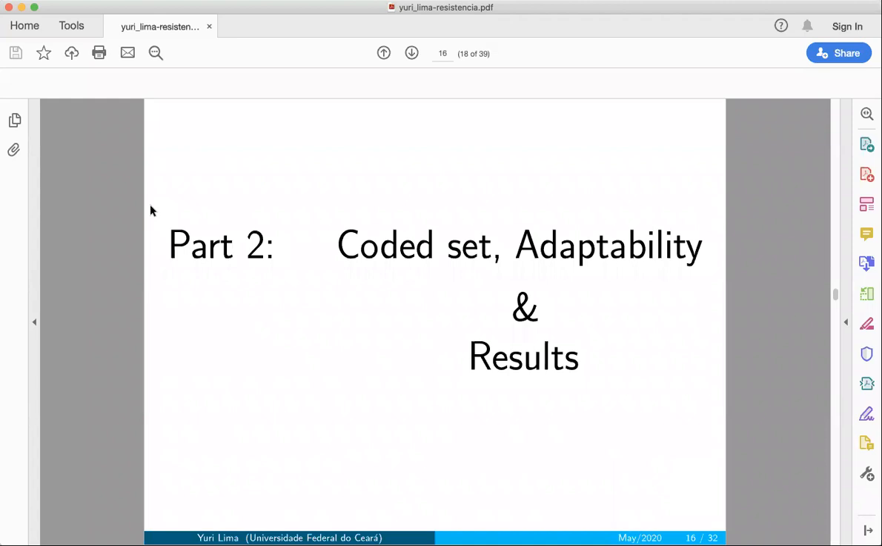So in part 2, I want to mention the set on which we are going to be able to construct this Markov partition. Finally, I will mention what is adaptability, which translates to the point of view of measures, this coded set that we are able to code. And finally, I will mention the 2 results of the talk.